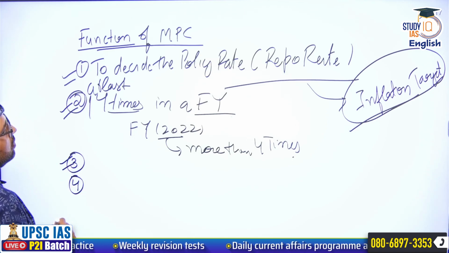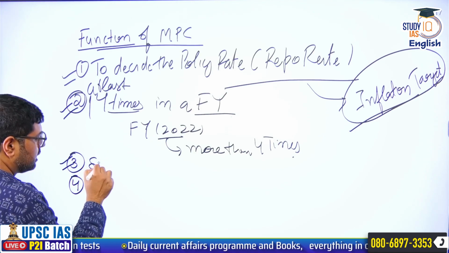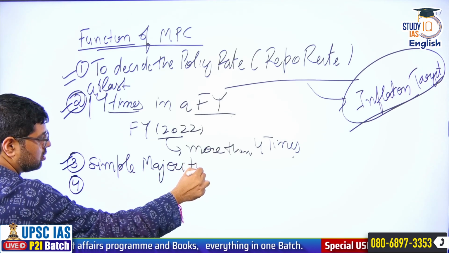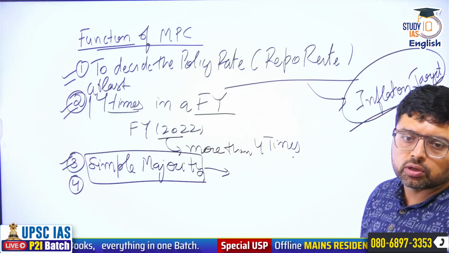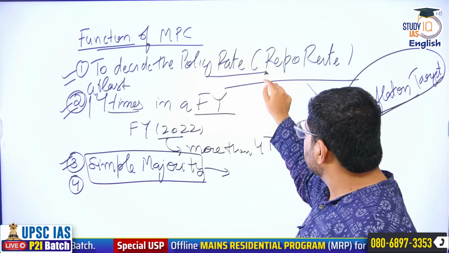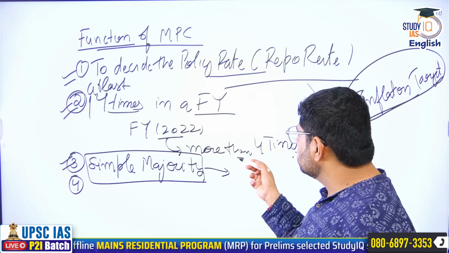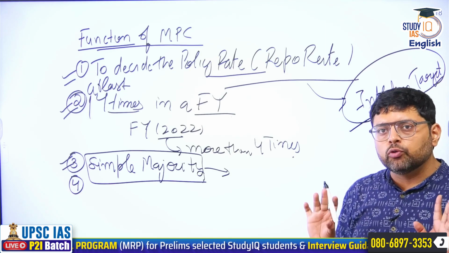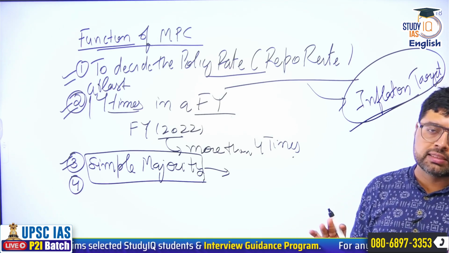Third, what is the thing? Whatever votes they take or whatever decision they take is with simple majority. Clear? When it comes to simple majority, it means whatever decision they have to take with respect to repo rate will be taken with simple majority. For example, if there is a decision to make the repo rate, for example, 5%, and 4 or more members agree with that, ultimately that decision will be final.